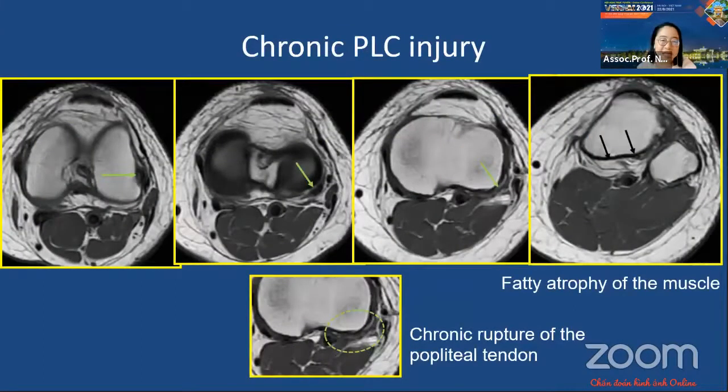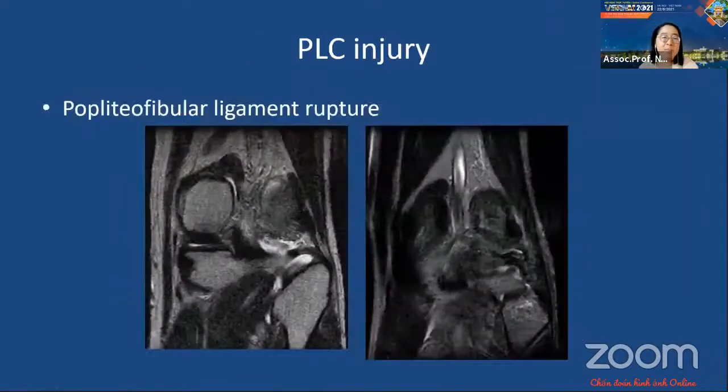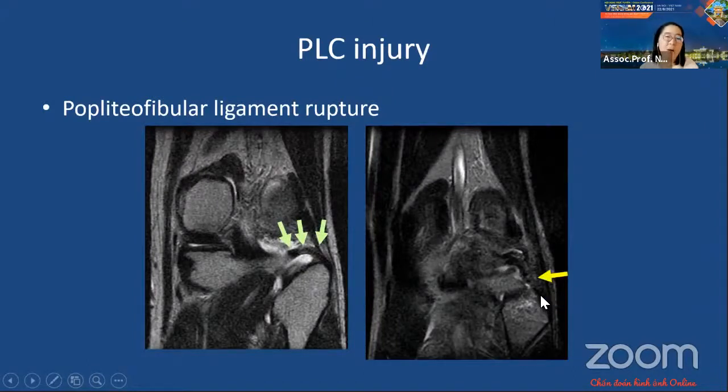In chronic injury, it is quite difficult, but you may see fatty atrophy within the muscle, and you try to trace from the tendon that's gone. There's a chronic rupture where you cannot see anything here, and finally fatty atrophy of the muscle. For the proximal fibular ligament, if it's ruptured, the way to identify it is by comparison with normal anatomy. You can see the nice curved proximal fibular ligament running from the myotendinous junction. This is the wavy ligament that has avulsion from the fibular insertion.